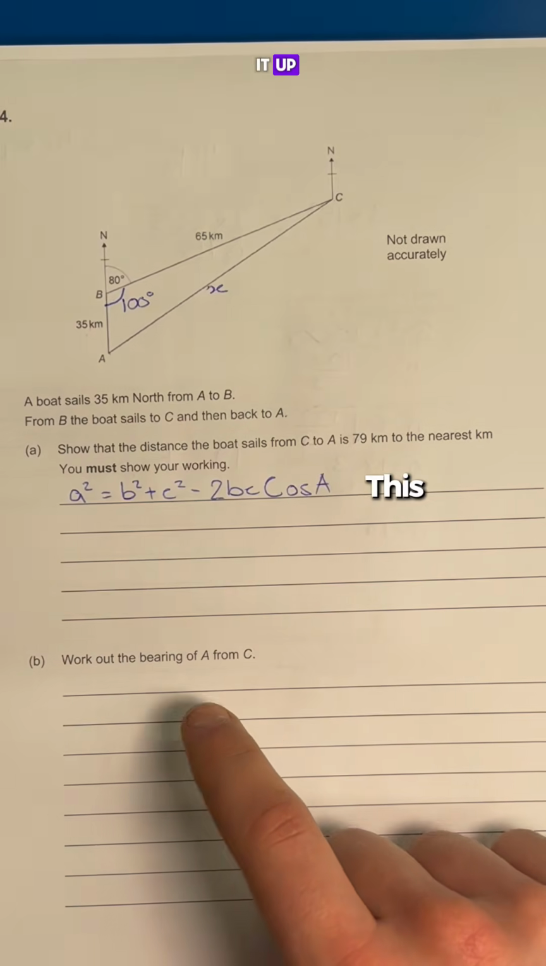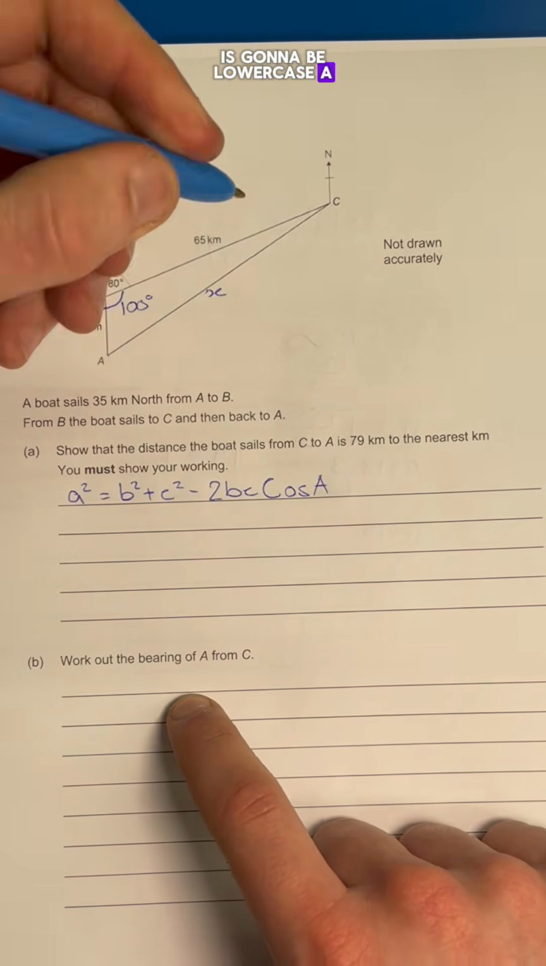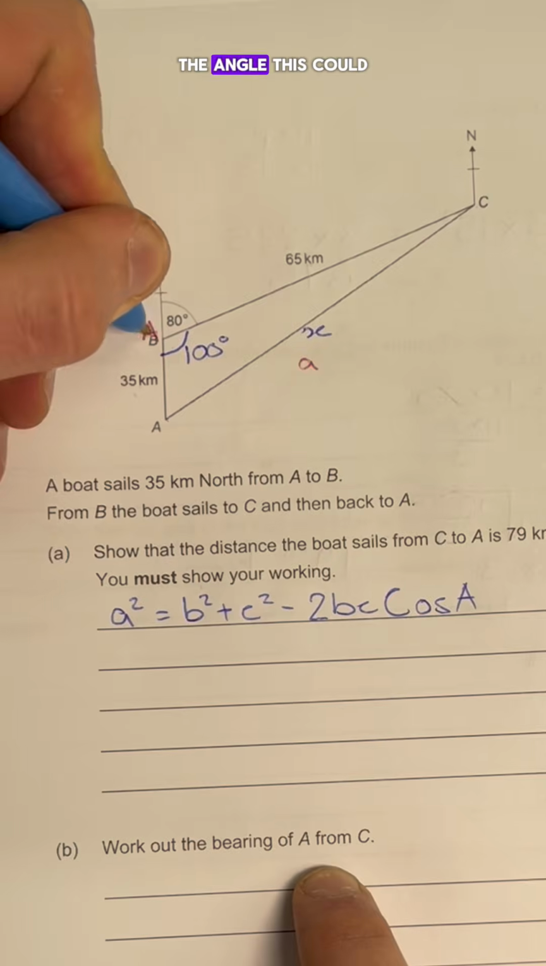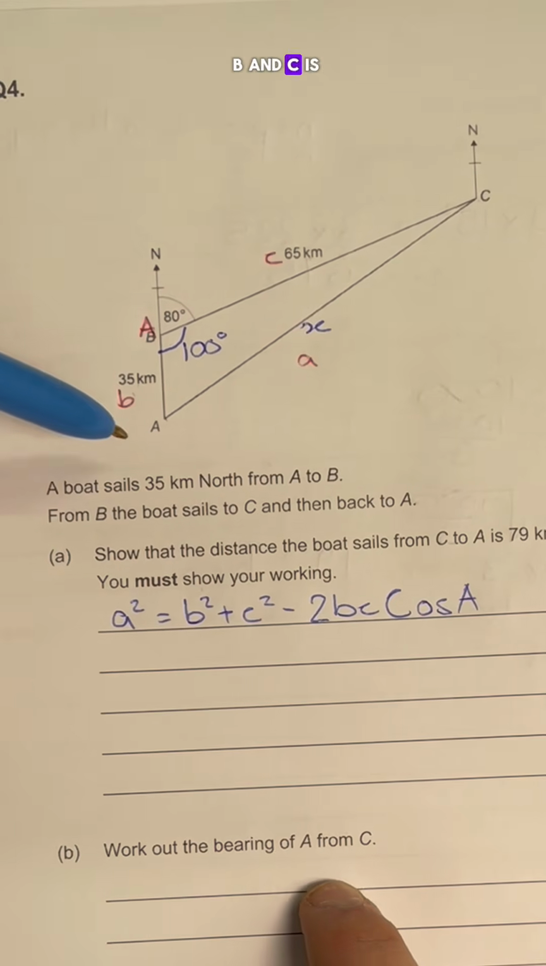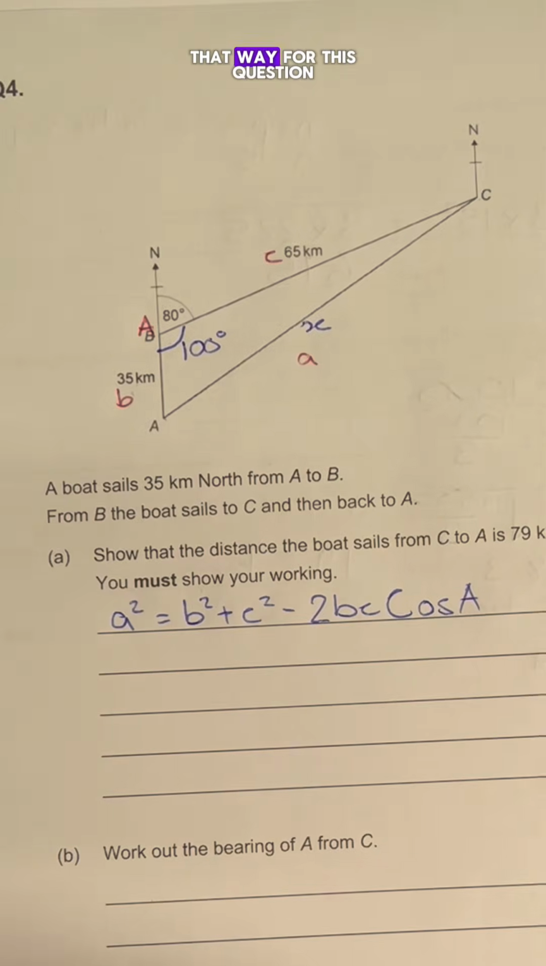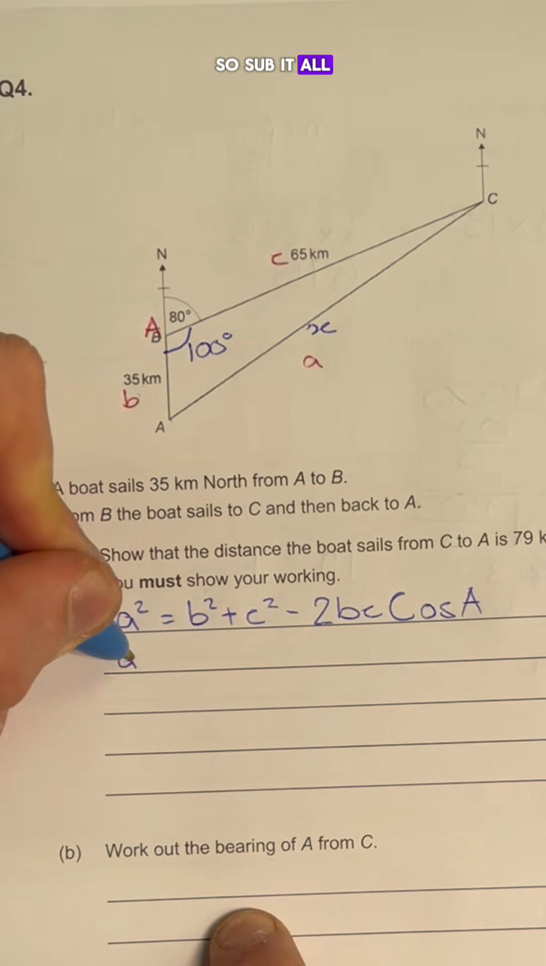Now if we label it up, I know that this is going to be lowercase a, and that's going to be the capital A, the angle. This could be lowercase b, that's going to be lowercase c. Doesn't matter what order b and c is, but I'll put it that way for this question. So sub it all in.